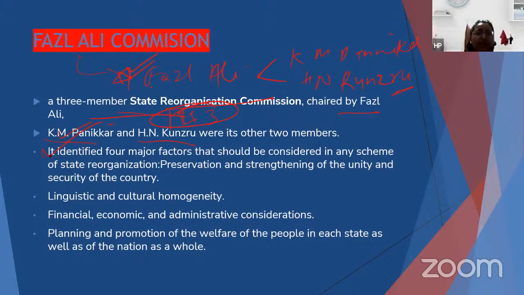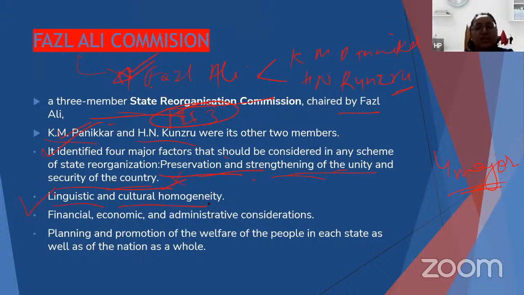Now what it identified? It identified 4 factors जो हमें consider करना चाहिए किसी भी स्टेट रीऑर्गेनाइजेशन स्कीम के अंदर. पहला वाज preservation and strengthening of the unity and security of the country. कि whatever we do, all the major factors were there. उसने 4 major factors identify किए, and the very first one was preservation and strengthening of unity and security of the country. First, you have to preserve and strengthen the unity and our security of the country. We cannot take a chance on it.